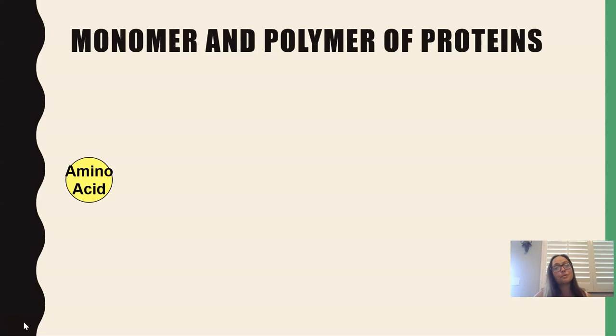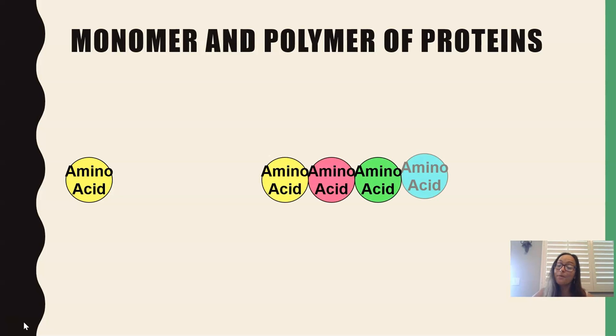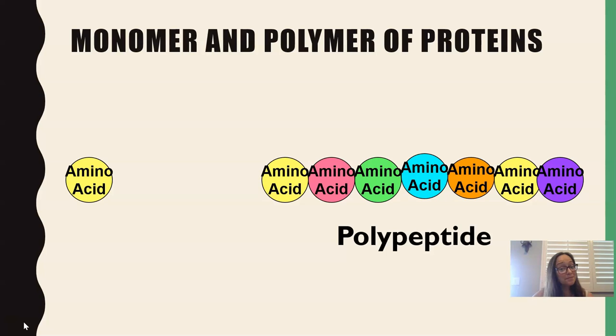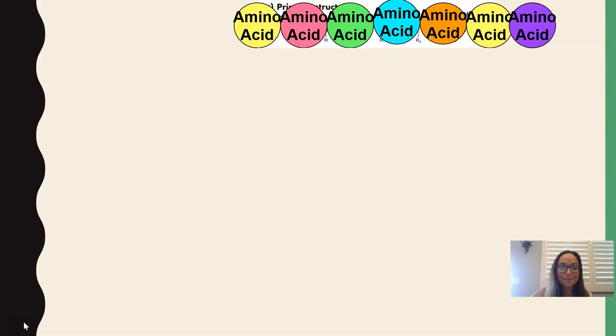So when we talk about proteins and how we build them, it's important to know their building blocks. So we start with monomers of proteins are amino acids. And then the polymer of a protein is a polypeptide. And we'll understand where that word polypeptide comes from in just a few slides. So here we have our amino acids, and we have our chain of amino acids called a polypeptide. Now there are 4 steps to building a protein.